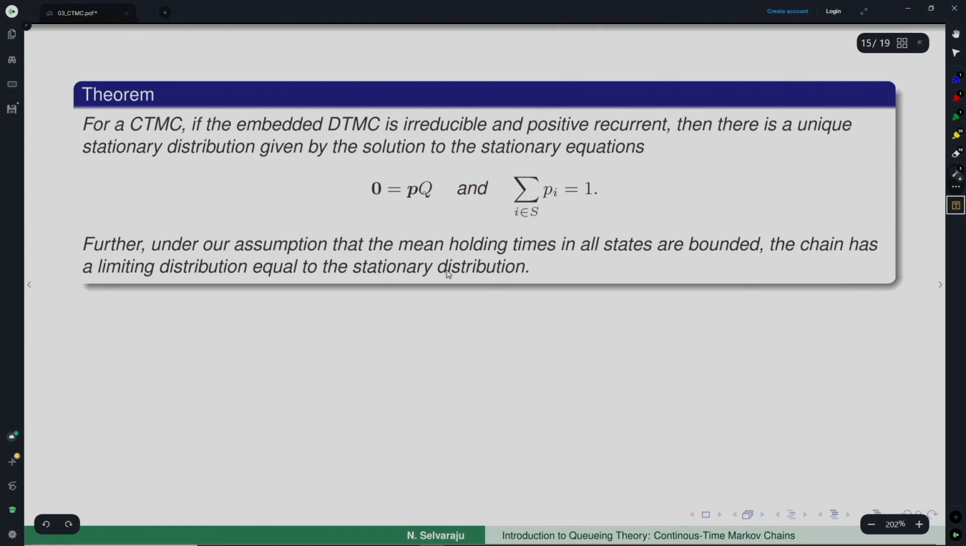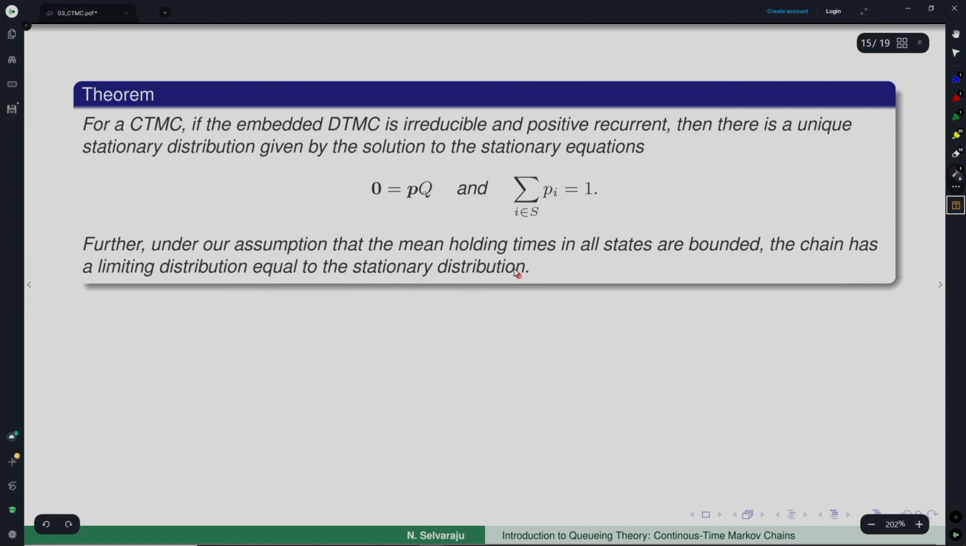Now, further, under our assumption that the mean holding times in all states are bounded, which means lambda i is strictly greater than 0 for each i, the chain has a limiting distribution which is equal to the stationary distribution. If that is the case, you do not have an absorbing chain. That is what it would effectively mean, an irreducible chain. So, already we are imposing this condition. In that case the chain has a limiting distribution that equals the stationary distribution.